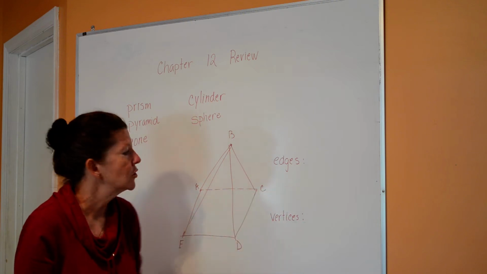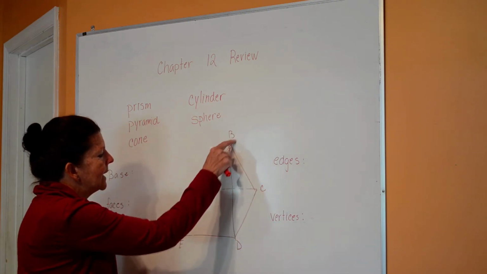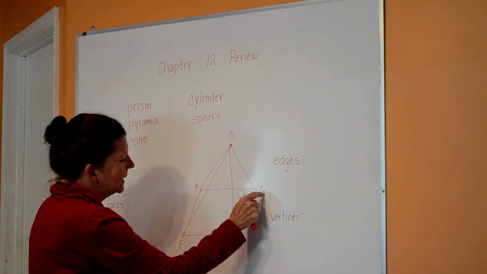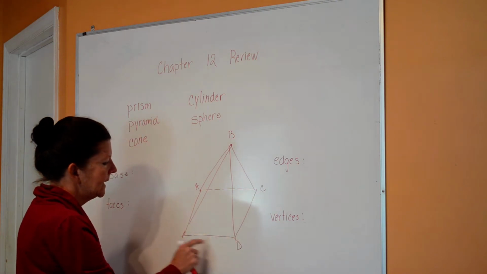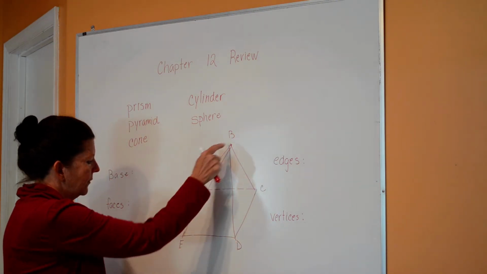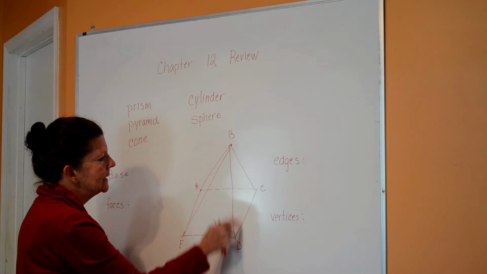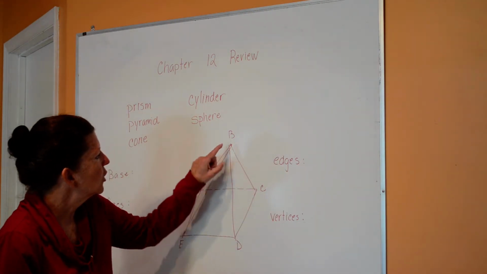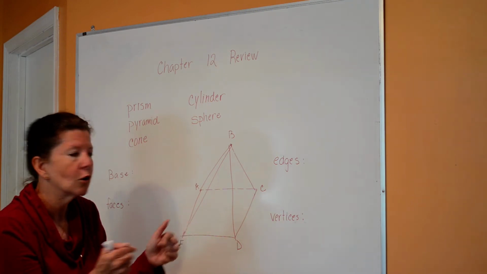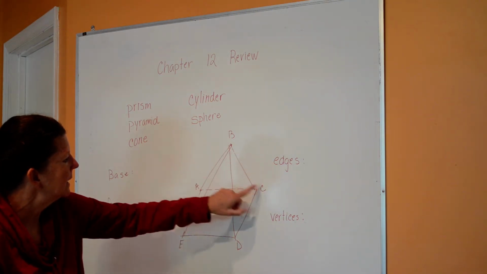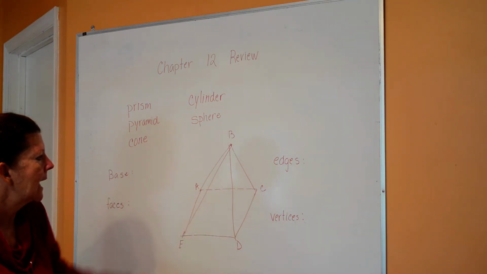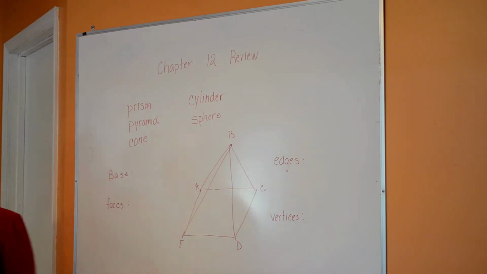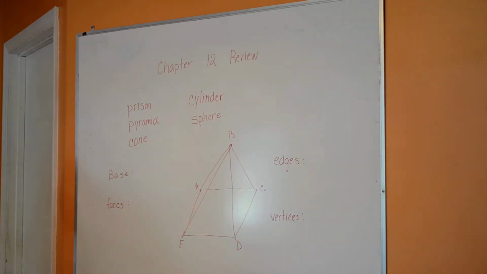Edges are all your straight lines. So BC, AB, AC, CD, DE, AF, BE, BD, and BC. I might have repeated some of those. Your vertices are all your points where your edges come together. B, C, D, E, and A. Okay, so make sure you can do all that. That basically is your section 12.1.